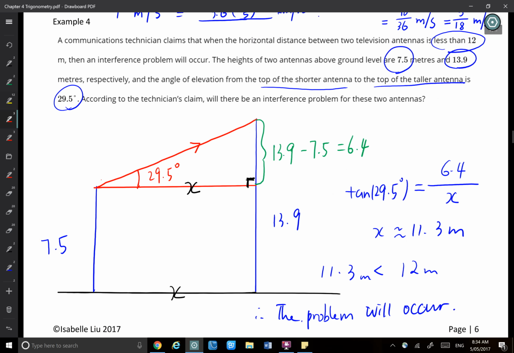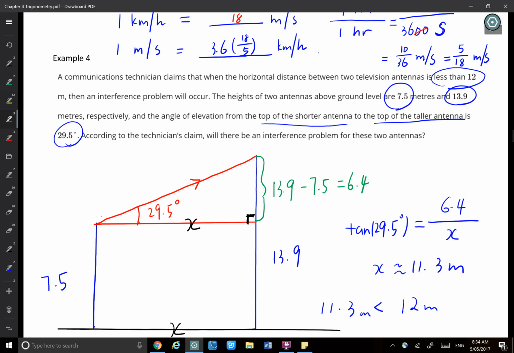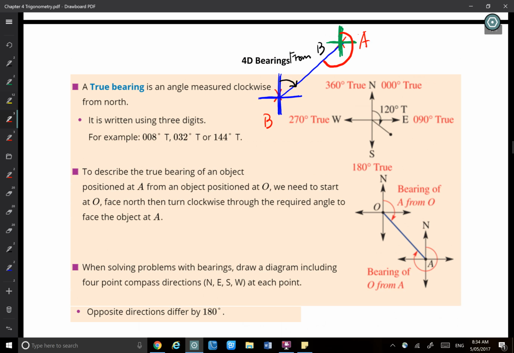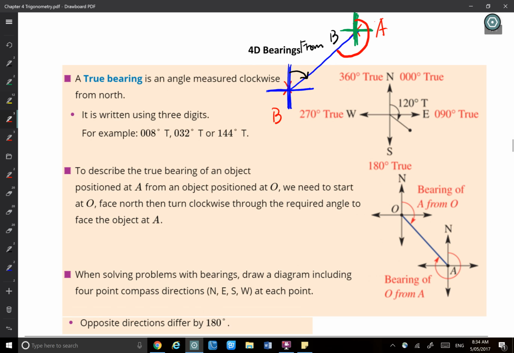That's a little bit different from what we learned last lesson for angle of elevation and angle of depression. For the same two objects, the angle of elevation and angle of depression will be the same. But for bearing, the bearing of one point to another point, or from the other point to this point, will be different. Okay, so how can we write bearings?